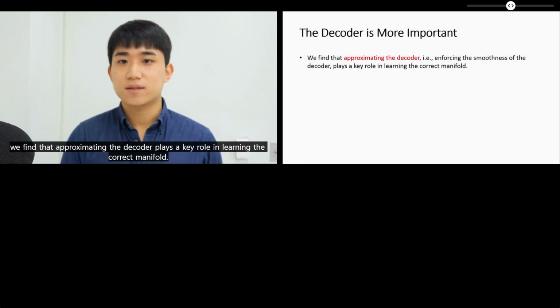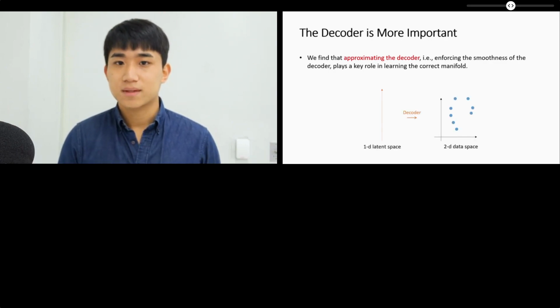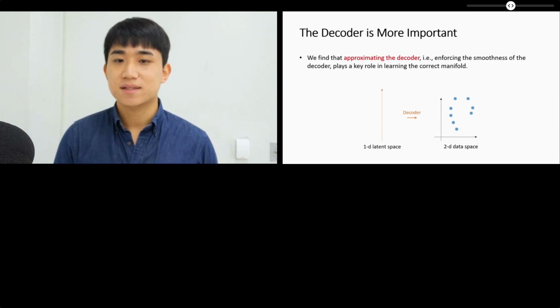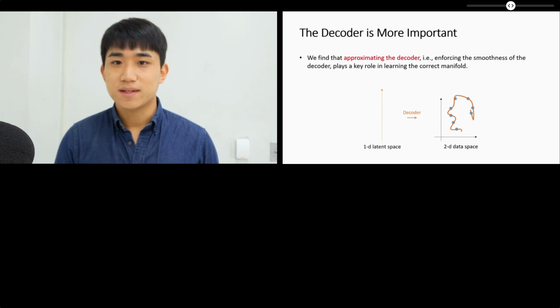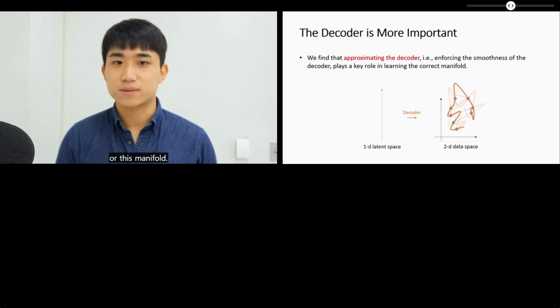Further, we find that approximating the decoder plays a key role in learning the correct manifold. This finding is verified in our experimental results, but at an intuitive level, it makes perfect sense why this has to be the case. Since the decoder is a mapping from a low-dimensional space to a high-dimensional space, the degrees of freedom in how the learned manifold is embedded is very large. For example, it can be this manifold, or this one, or this manifold.